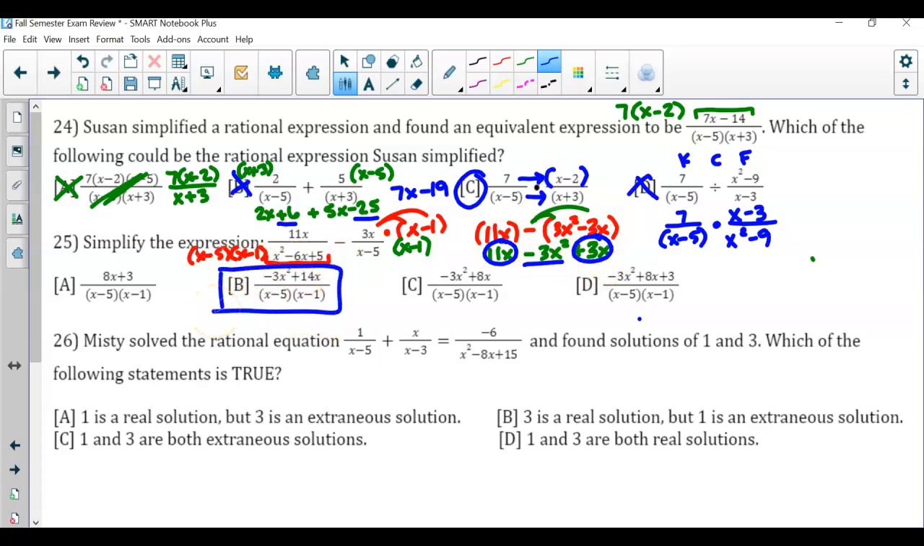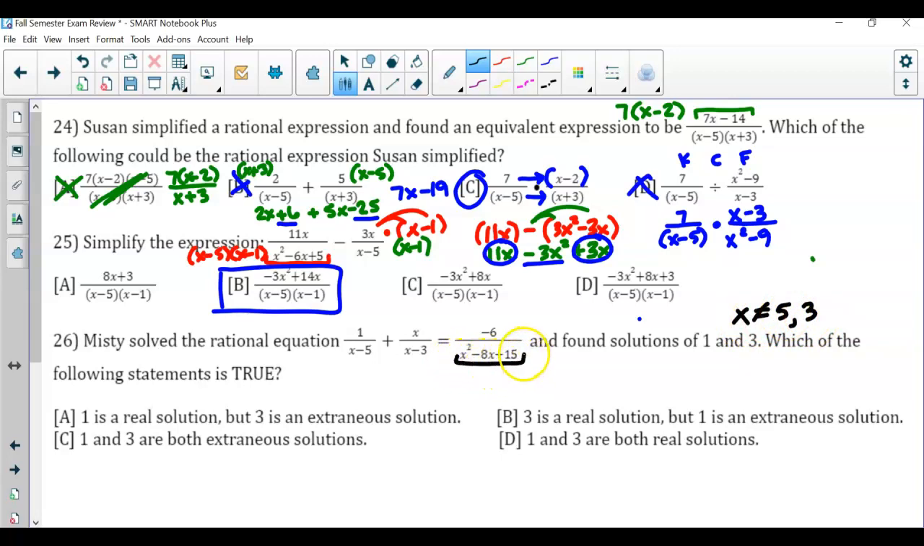Then our last question, number 26. Misty solved this equation and found that the solutions are 1 and 3. Which of the following statements is true? So first off, remember when solving an equation, always identify the extraneous solution. So here in this case, x cannot equal, according to our denominators, 5 and 3. So these are the extraneous solutions, what makes this undefined.